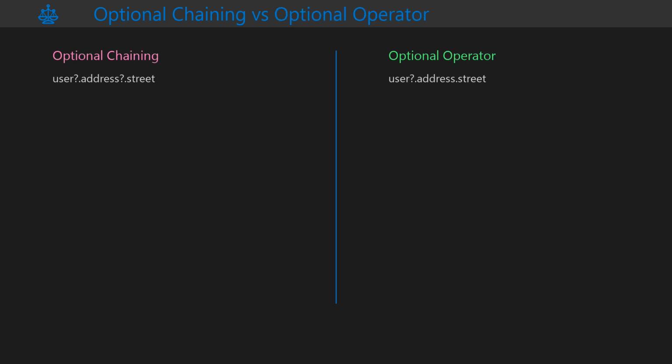There's an important distinction between optional chaining and the optional operator. Optional chaining uses the operator between each property access, while the optional operator only uses it before the final property. The optional chaining approach is more comprehensive and recommended for most use cases.